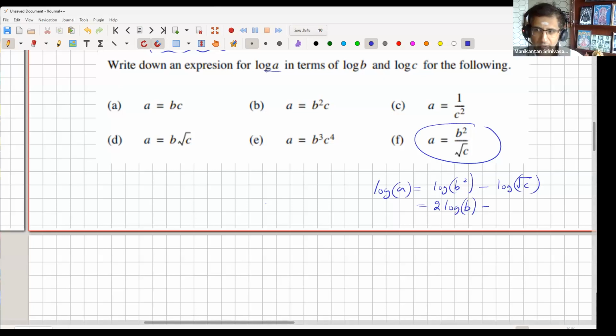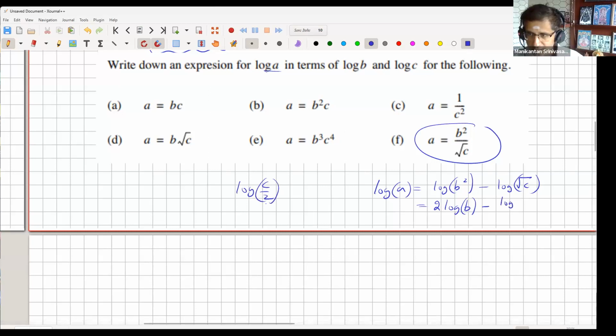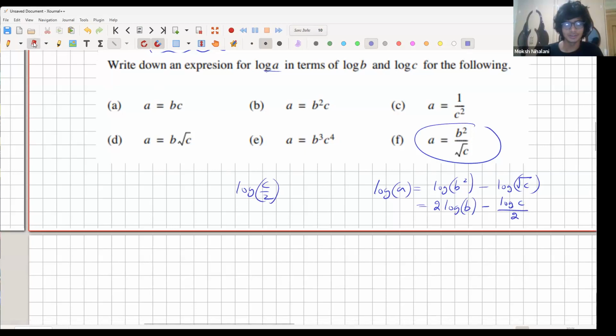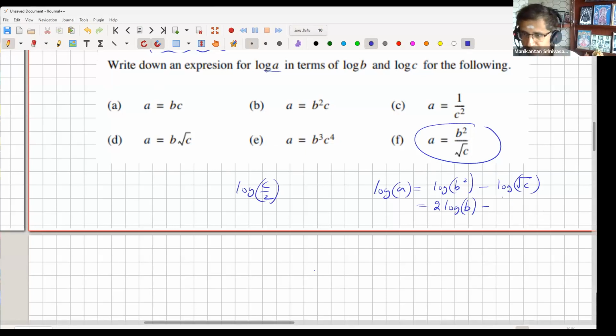Yeah, but one word of caution. Don't say log C upon 2, because people could interpret it this way: log of C whole upon 2. So write it as log C whole upon 2 this way, or even to avoid that controversy, put the half before. Just say 1 half times log C. So even this is fine, but just be careful of these small things. Okay, so this way you're safe.